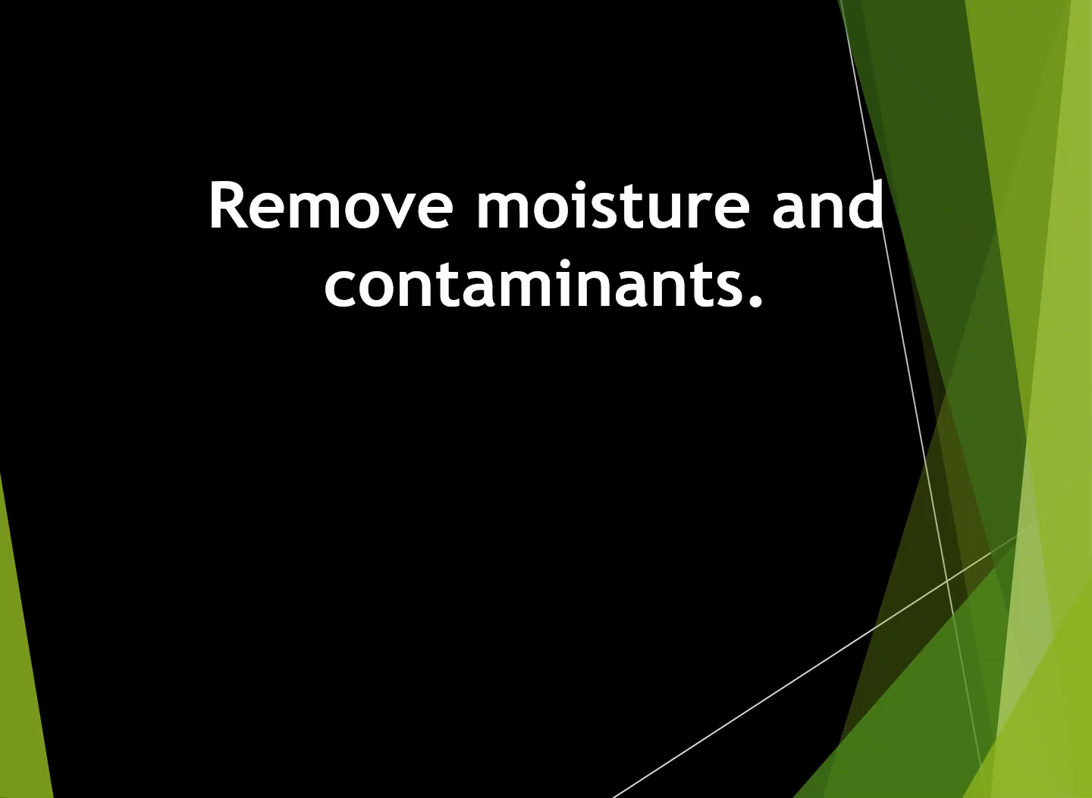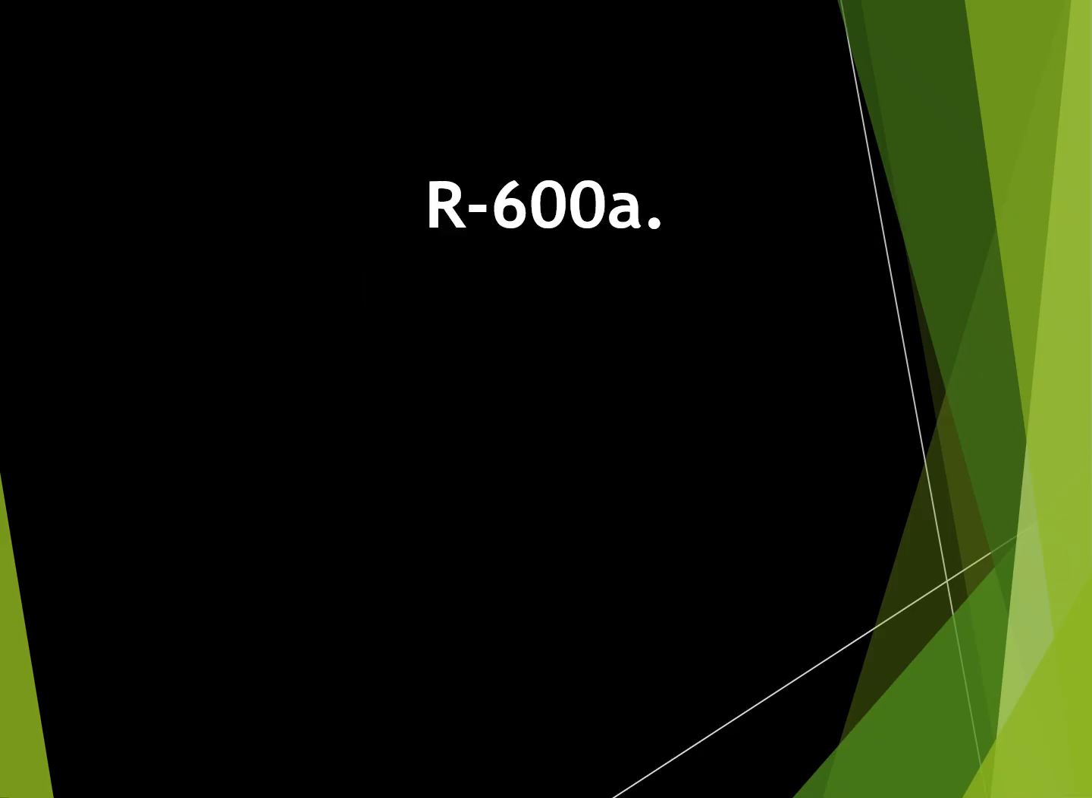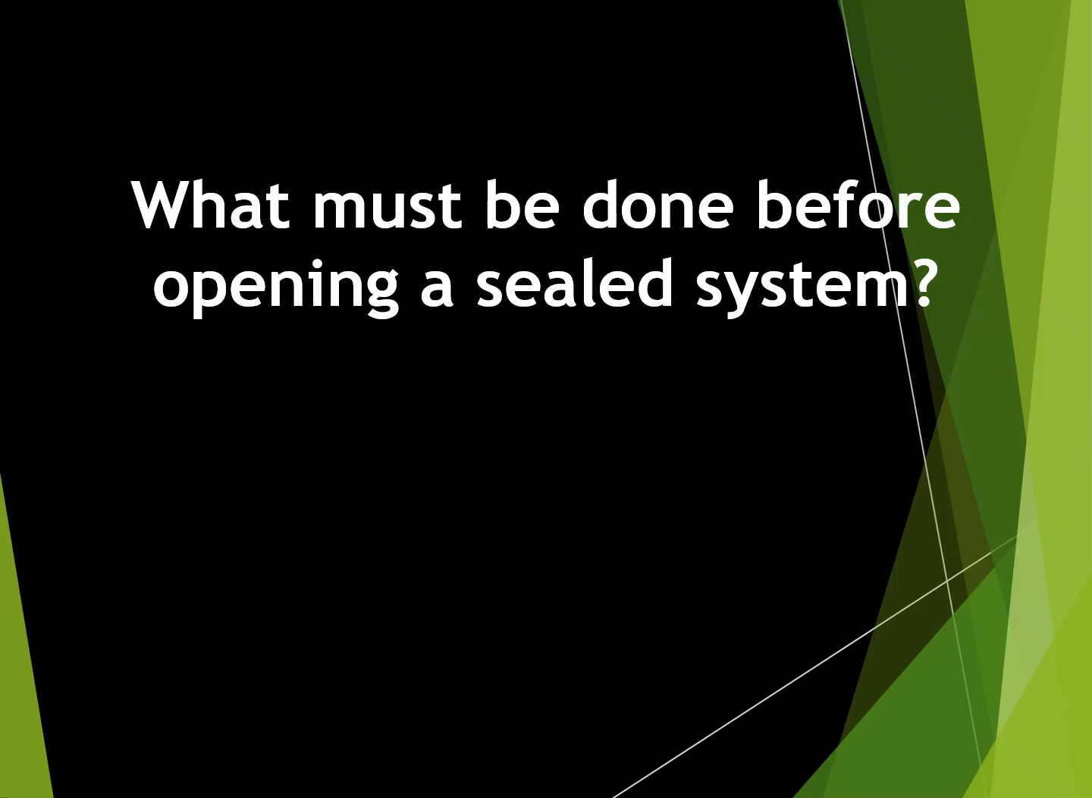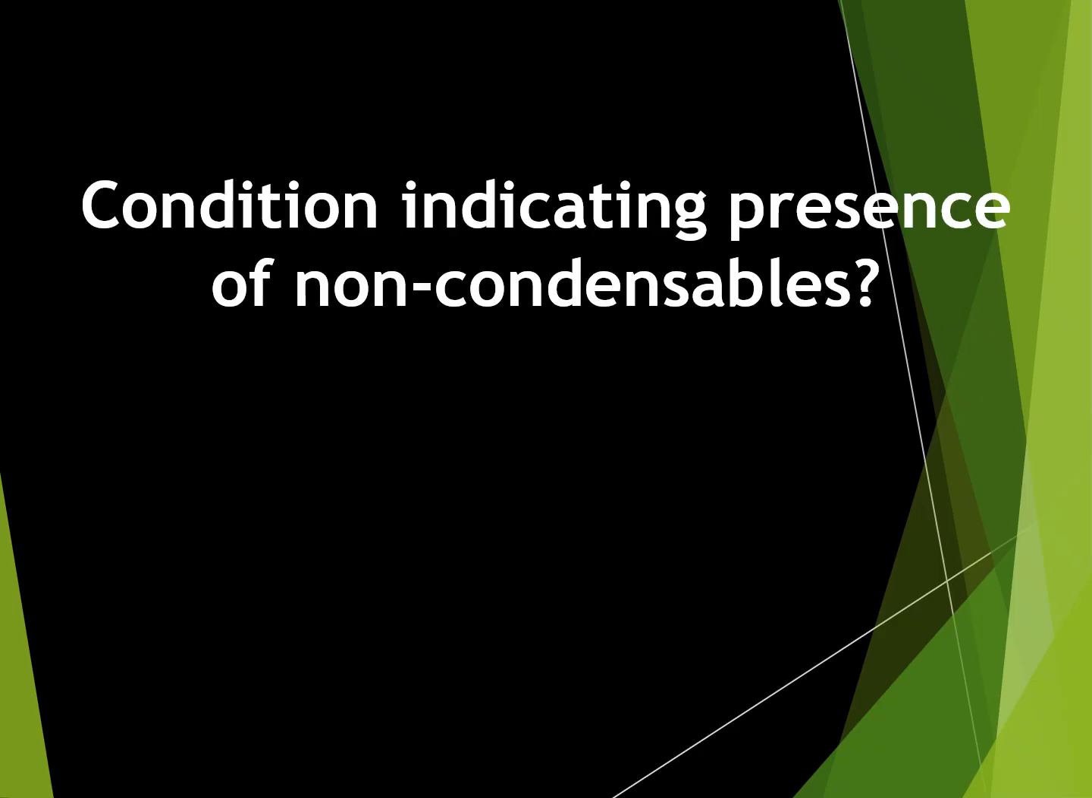Purpose of a filter dryer. Remove moisture and contaminants. Which refrigerant is a natural refrigerant? R600A. What must be done before opening a sealed system? Recover the refrigerant. Condition indicating presence of non-condensables. High head pressure.